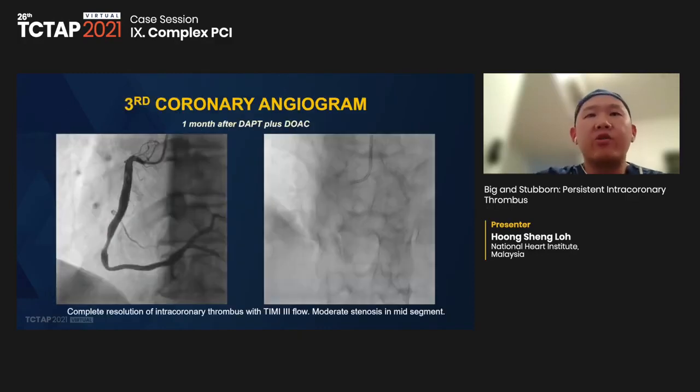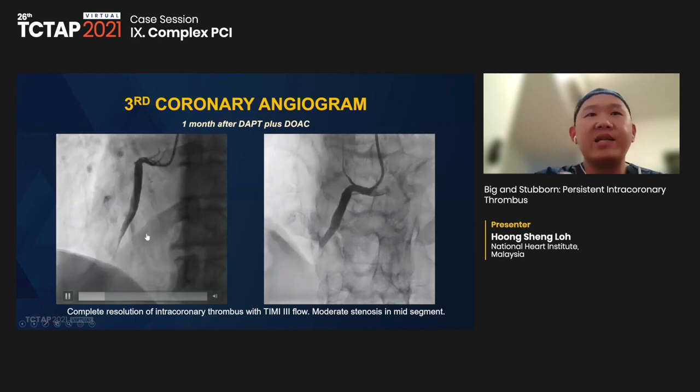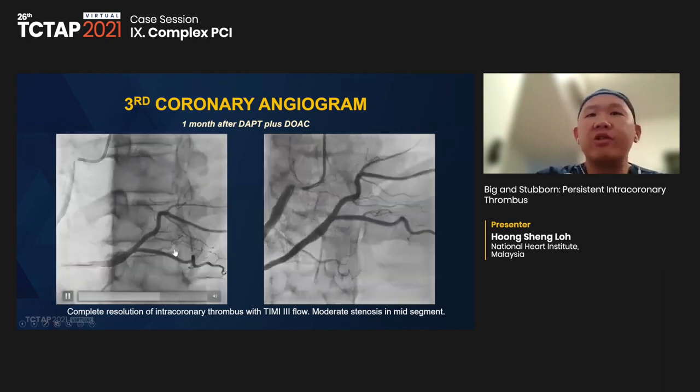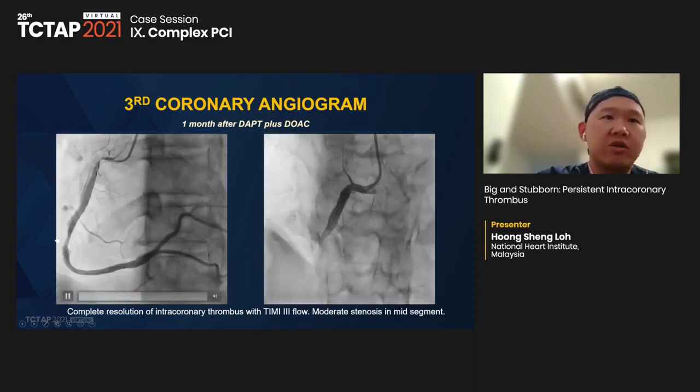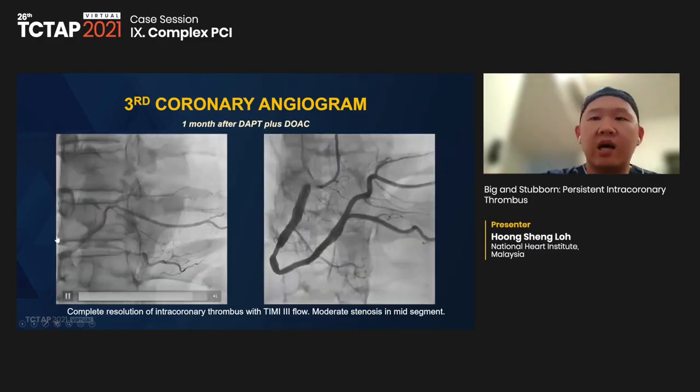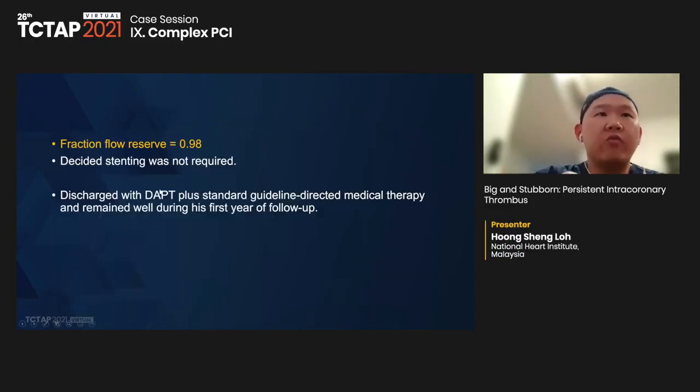After 1 month, we brought him back, and as you can see, the result is quite amazing. All the thrombus is already gone. We have a pretty smooth vessel. However, there's some moderate disease in the mid RCA. For the record, we did an FFR, and the FFR was 0.98. Therefore, we decided stenting was not required at this time.